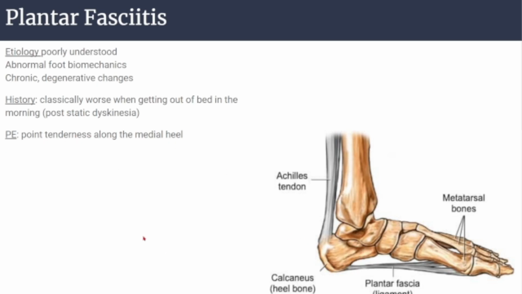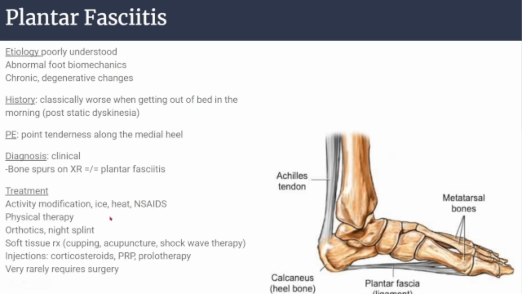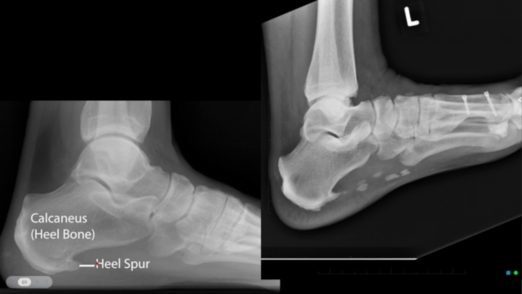So classically here, mostly a clinical diagnosis. Bone spurs radiographically do not equal plantar fasciitis. We'll discuss that. Treatment is activity modification, ice, heat, NSAIDs, physical therapy, orthotics, night splints, soft tissue treatments, injections, and very rarely surgery. Here's an x-ray of a heel spur.